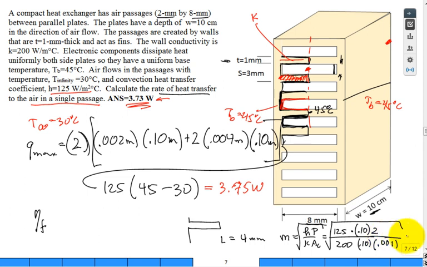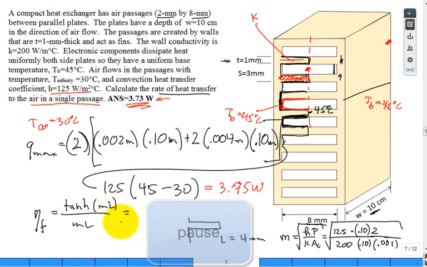That'll give me my parameter M. I multiply by L. That gives me ML. Then the fin efficiency is going to be the hyperbolic tangent of ML divided by ML. And should I wait for you to calculate it to 3 significant digits?